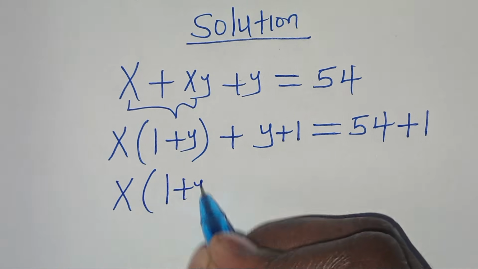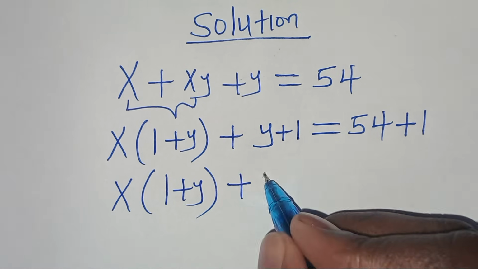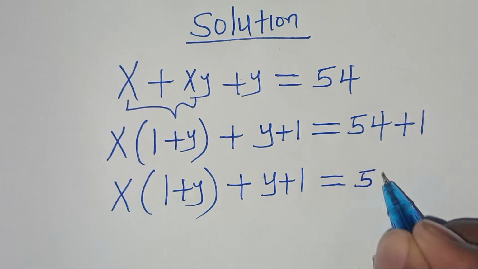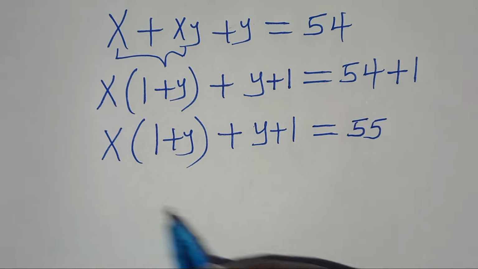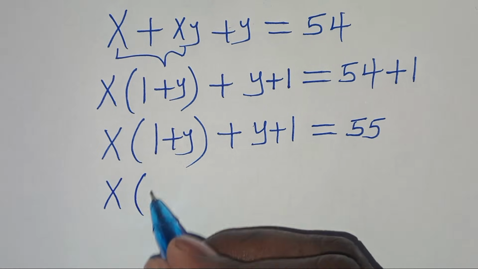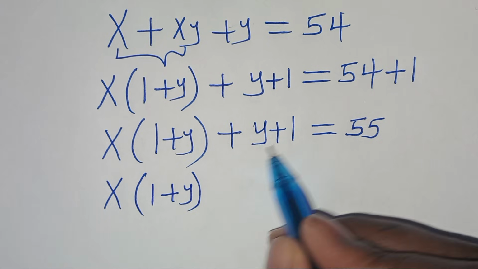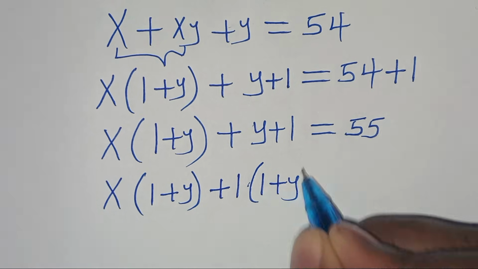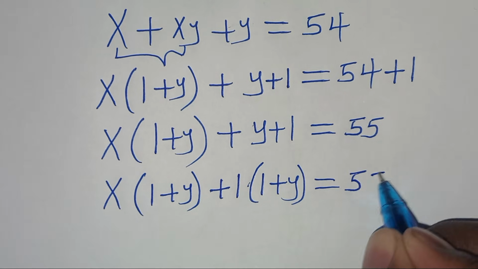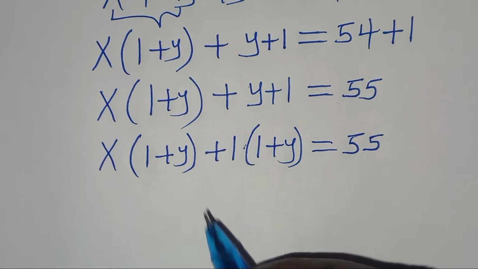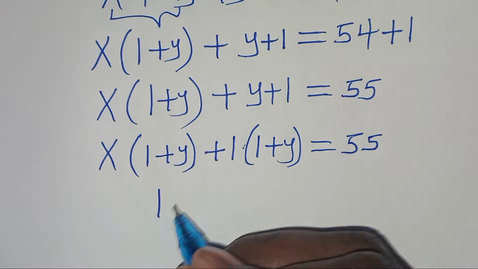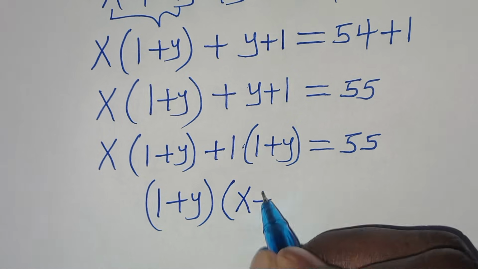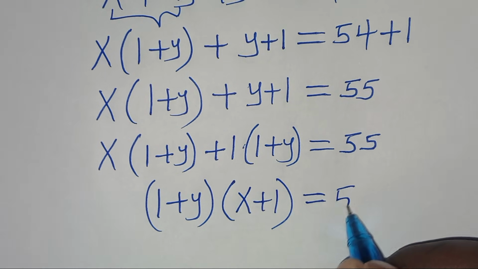So we have x(1 + y) + (y + 1) = 54 + 1, which is 55. Now, we have x(1 + y), and 1 is common here, so we can factor out 1, then here we have 1 + y, equal to 55. Okay. Now, 1 + y is common here, so this is (1 + y)(x + 1), and this is equal to 55.